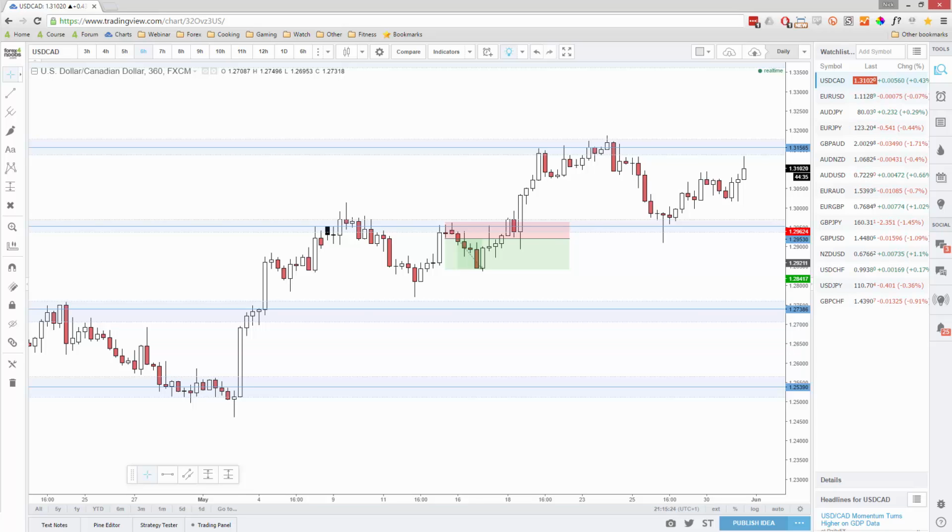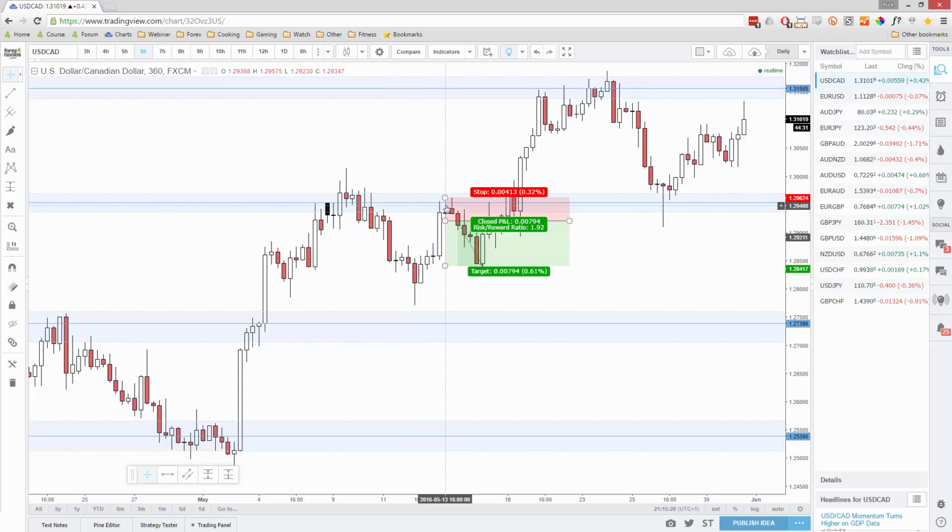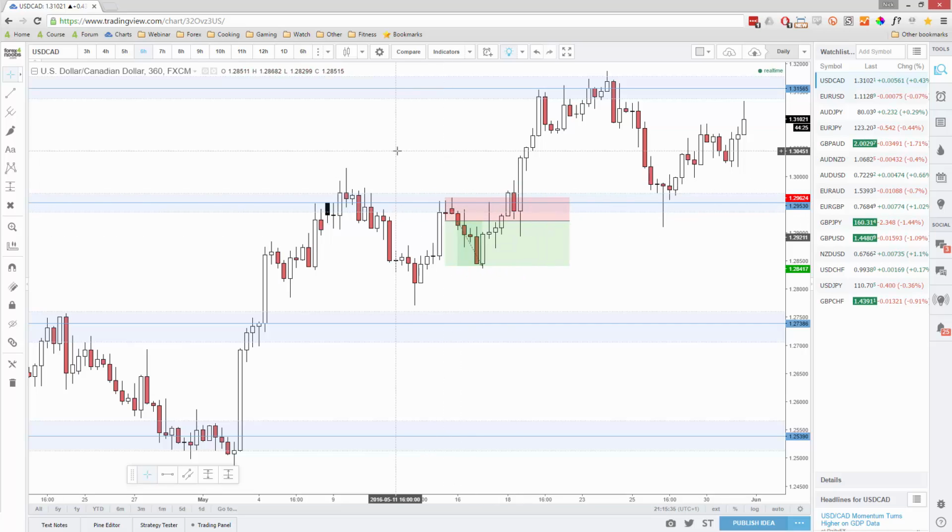Anyway, I look for reversals from support resistance areas. So when price approaches a support resistance area and we see indecision forming, dojis, whatever you want to call them, I look to trade a reversal. I don't enter right away.